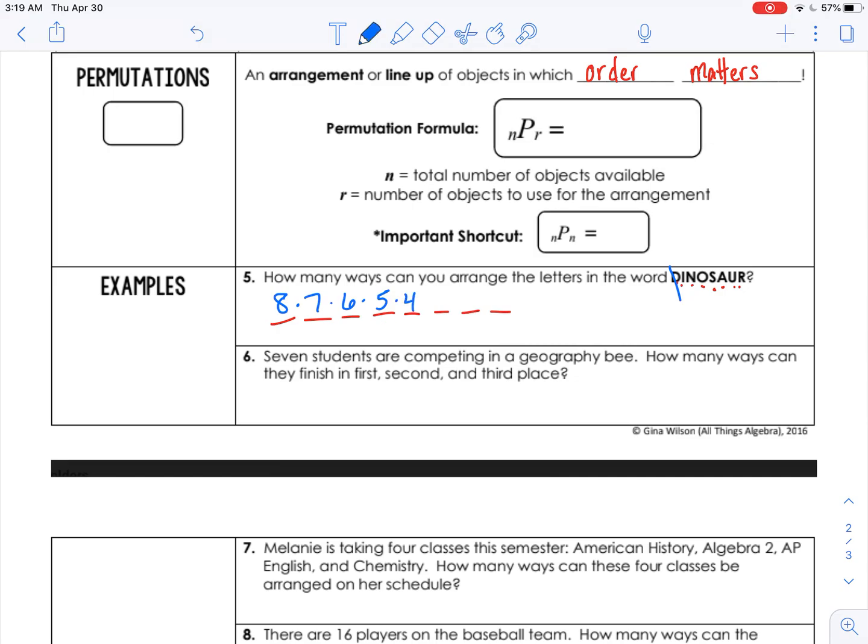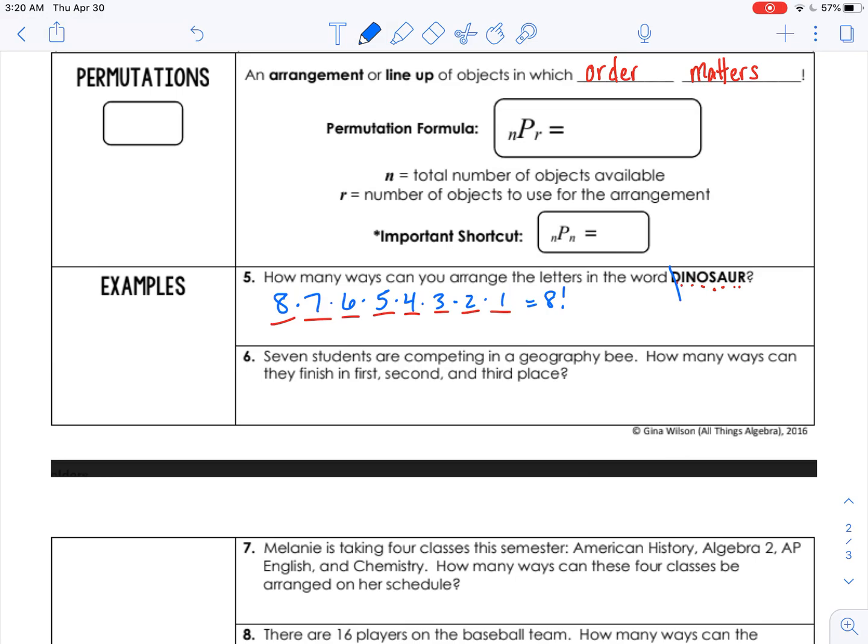And so on and so forth. And then that last slot, I'm only going to have 1 letter left to pick from. It'll be the last picked letter. And you'll notice that this is 8 factorial, which is, I don't know, some number. I don't have my calculator with me right now. And you would type that into your calculator and get that big number, 40,320 or whatever it is. And that would be your final answer.